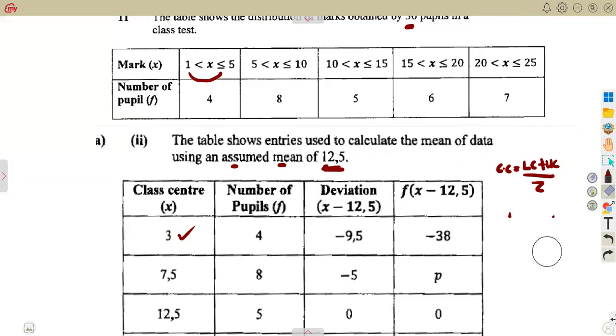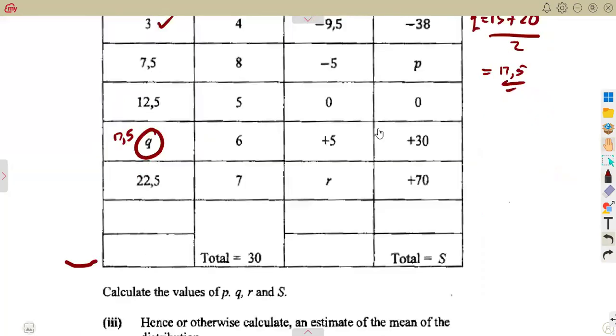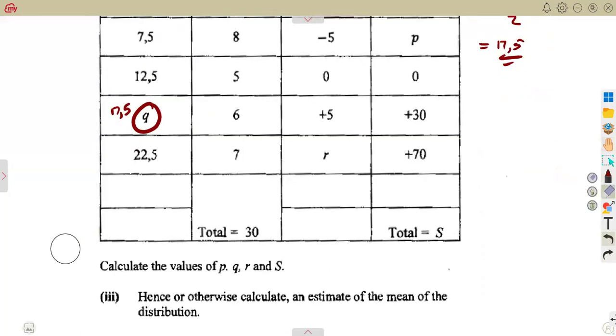So still the same way: 15 plus 20 divided by what? Divided by 2. That's our Q, the class center of this class. 15 plus 20 divided by 2, that is 35, divided by 2, which is 17,5. So Q, we have it: 17,5. We're just filling in our information there. So this will be 17,5. That's what they were asking you to calculate, these values P, Q, R, S.